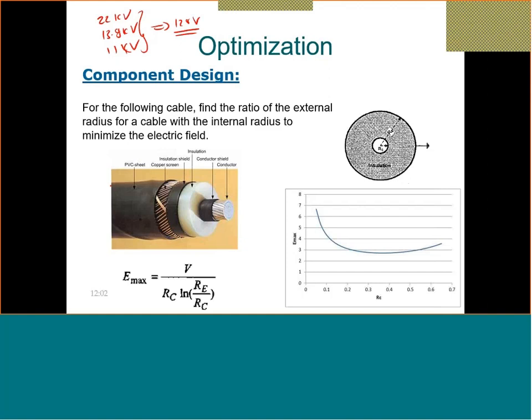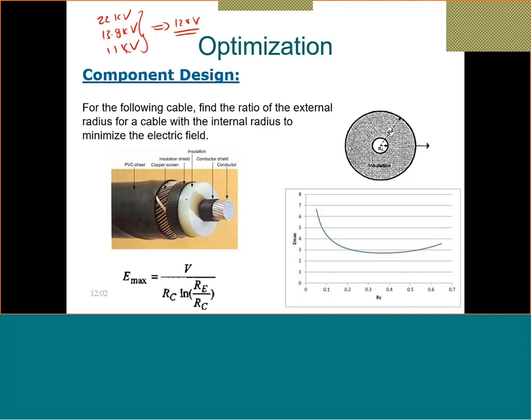Now, one of the parameters we want to find: this is the conductor that carries the current, and then there is an insulation around this cable. This insulation will have an electric field. One of the things I want to make sure of is that the electric field stress on the insulation is minimized. Why? Because if the electric field is high enough, it might damage the insulation. So I want to minimize this. Again, this is an optimization problem.